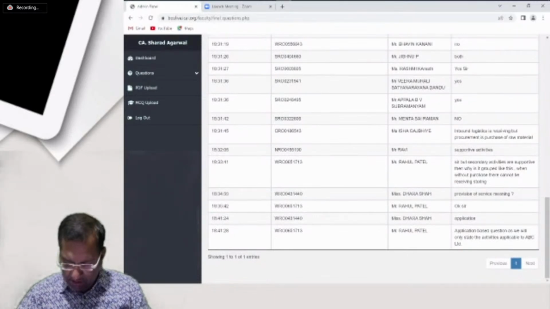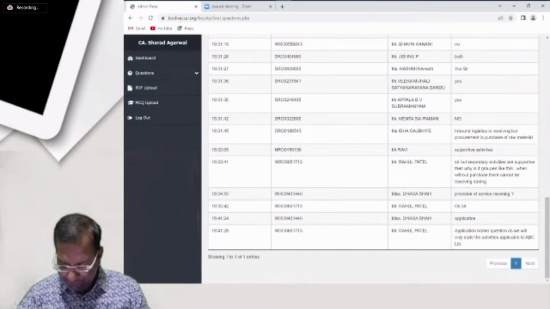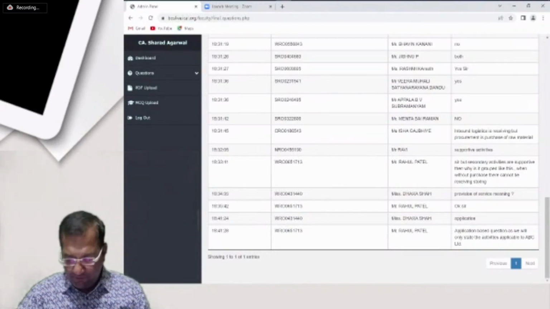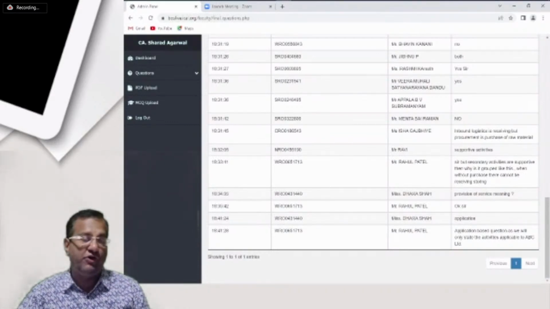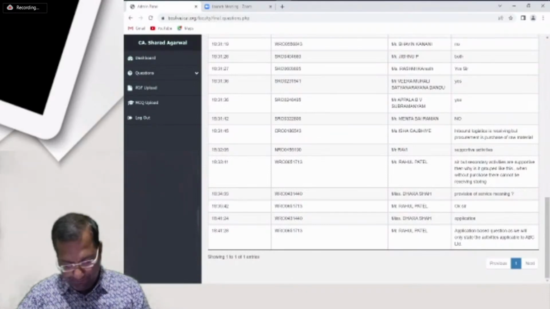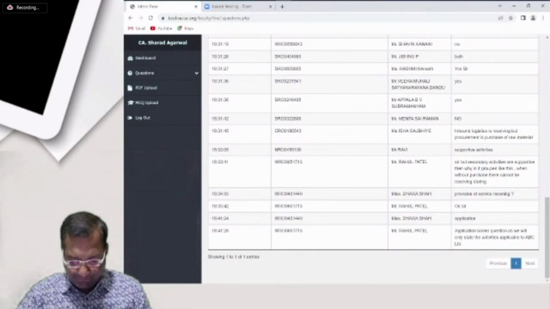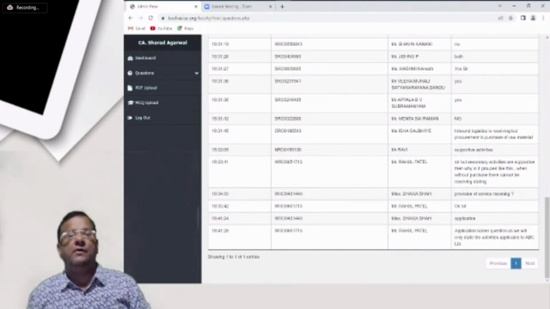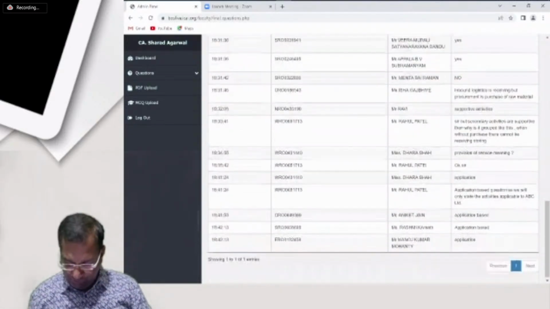Okay, Dhara Shah, application based. Okay, Rahul Patel, application based. Any other student, beta, whether it's a theoretical question or whether it's an application based question. I'm waiting for other students' answers.